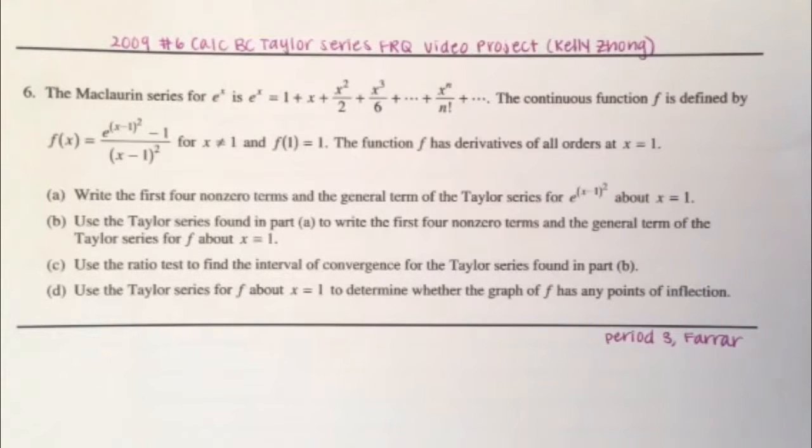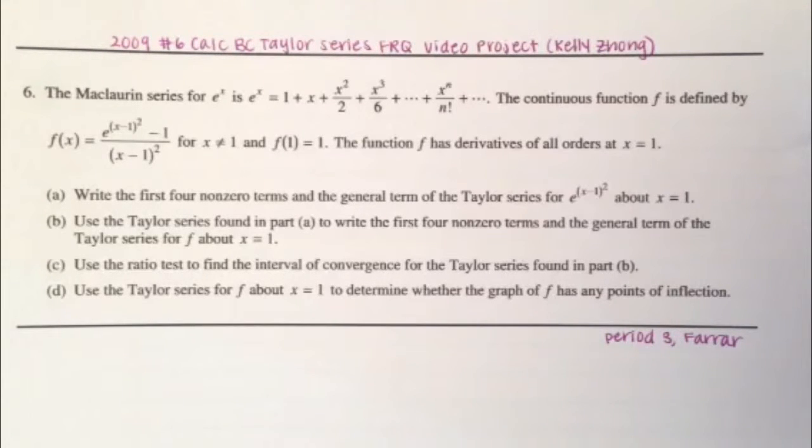My name is Kelly, and today I'm going to go over the 2009 Calc BC FRQ number 6 on Taylor series. Number 6 says the Maclaurin series for e to the x is e to the x equals 1 plus x plus x squared over 2 plus x cubed over 6 continued, and the general term is x to the nth power over n factorial.